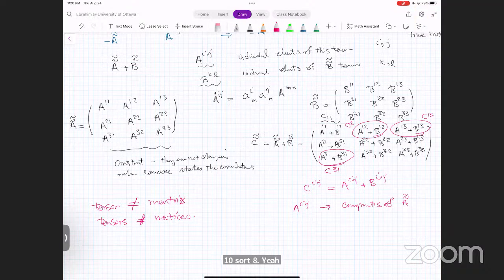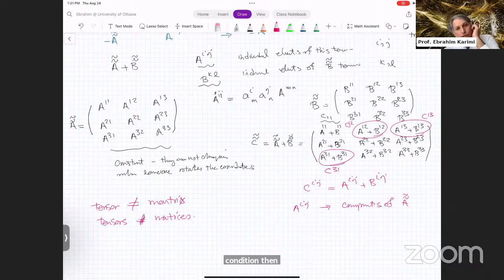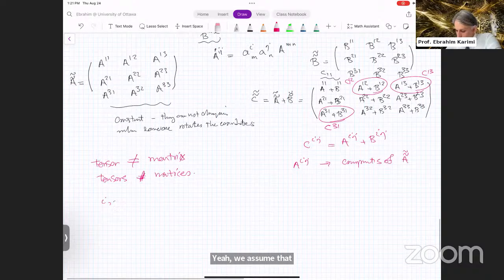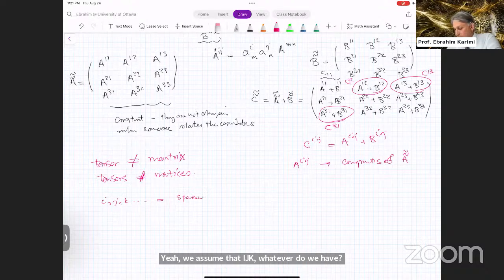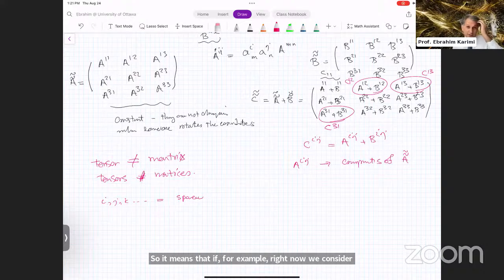And if you sum a 2 by 2 matrix and a 3 by 3 one, both have the same rank. Is rank not the only crucial condition then? Well, you are missing a very important factor. We assume that all of them, I, J, K, whatever we have, are in the same space. Right now we consider a dimension 3 space; I have not considered a dimension 2 space.